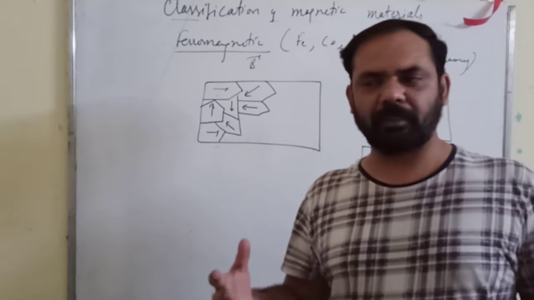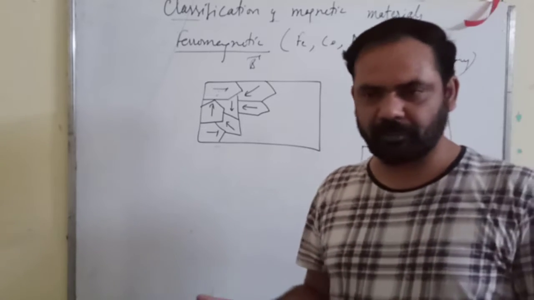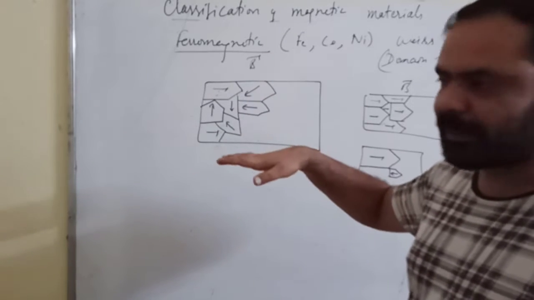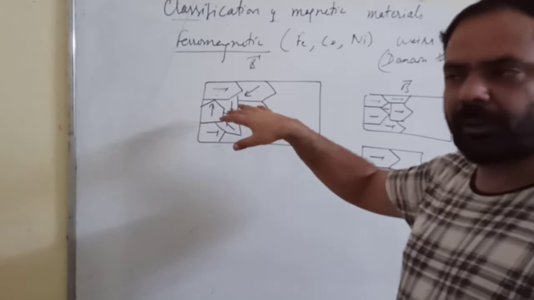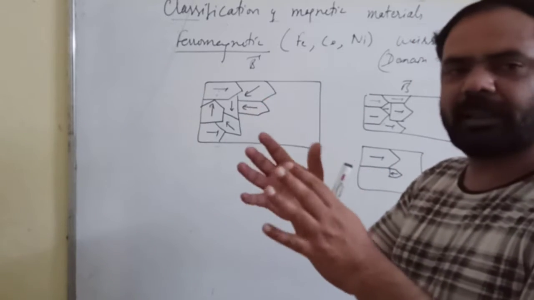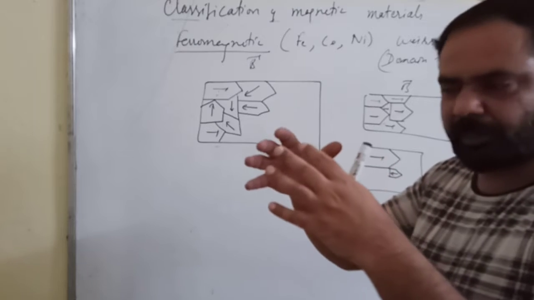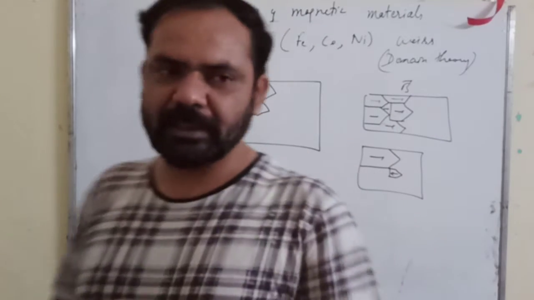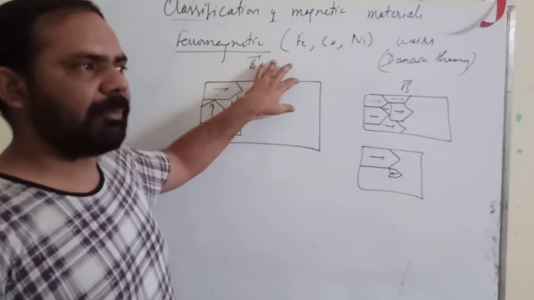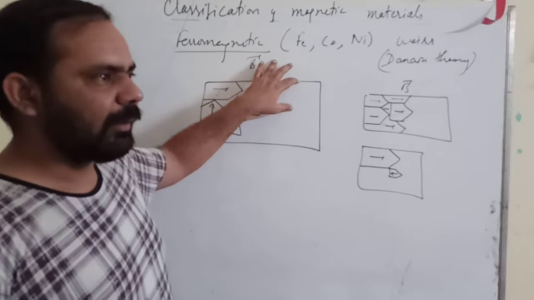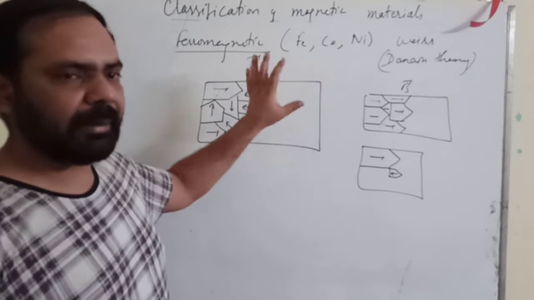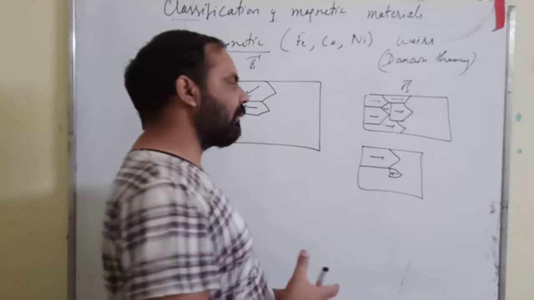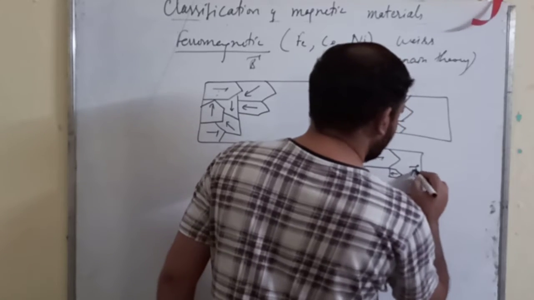All those domains which are along the direction of the magnetic field increase their size and become big, and all those which are oppositely directed decrease their size. Those in between, whose direction is not opposite and not along, have their size decreased by a small amount. It depends. All those domains which are along the direction of the magnetizing field dominate the material. So as a result, they develop a strong magnetic field in this direction.